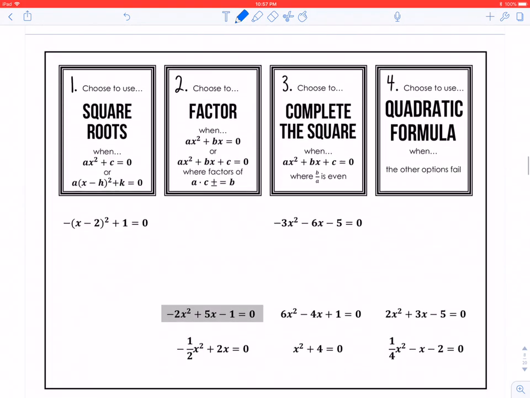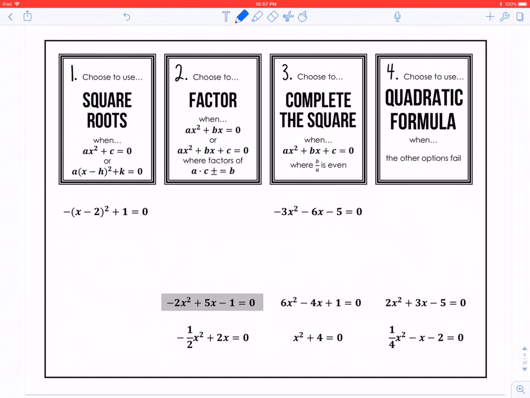Okay, next one. Negative 2x squared plus 5x minus 1 equals 0. I see all three terms, quadratic, linear, and my constant. So automatically I'm skipping over square roots because I'm not in general form and I do have a b. Okay, so I'm going to look at factoring. And I'm not doing greatest common factor because I have a c.